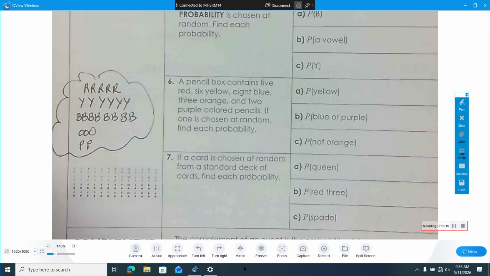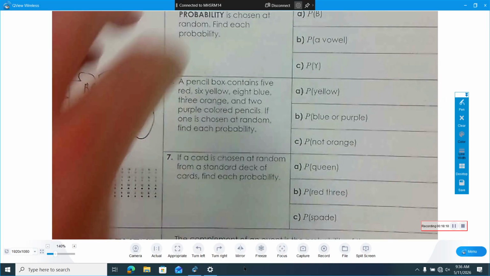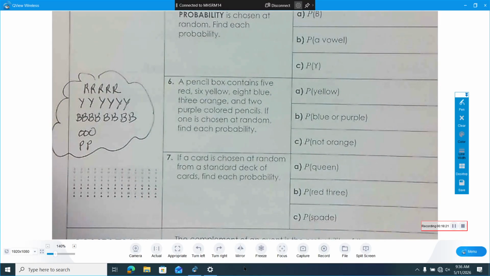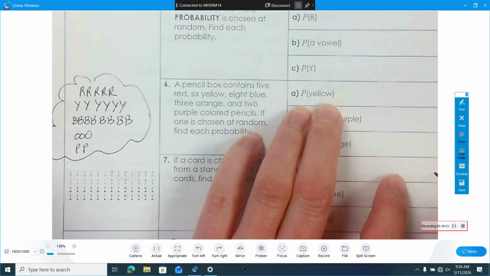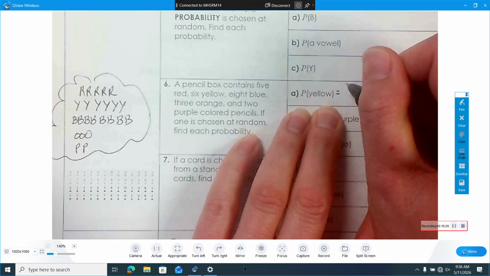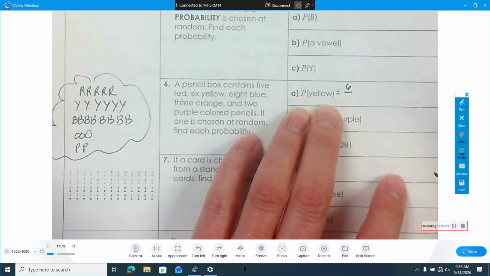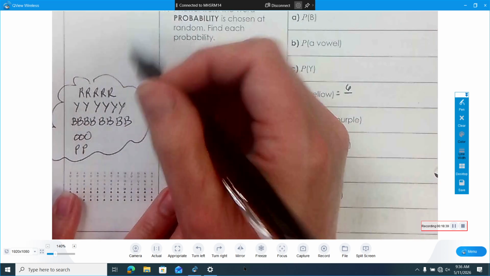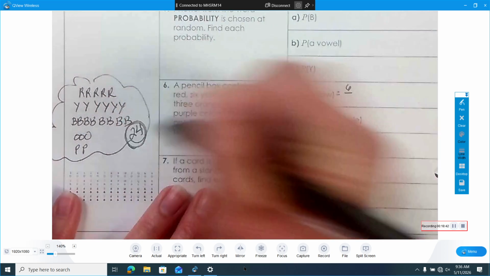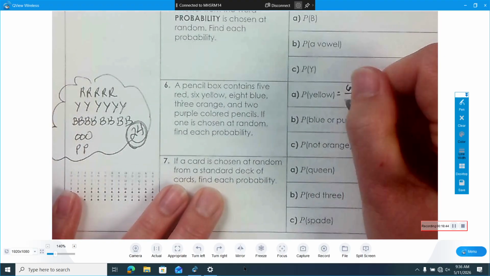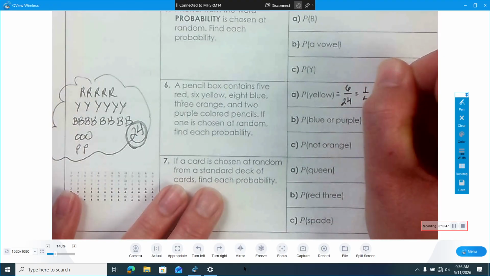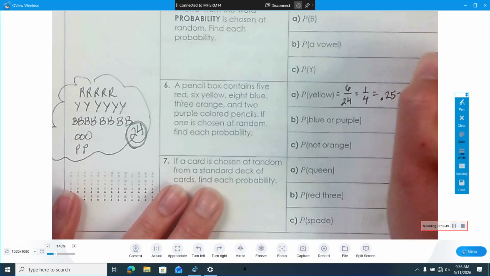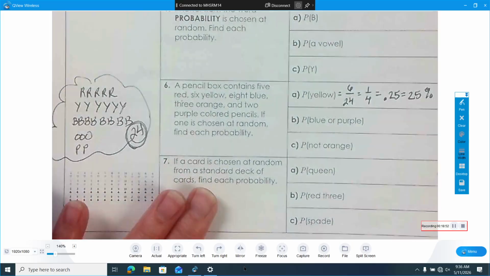If one is chosen at random, so you reach inside and grab one of those pencils, what's the probability that you grab yellow? 6 out of how many pencils are in the pencil box? 24. Yes, 24 total. So 6 out of 24 reduces to 1/4, so 0.25 and 25%.